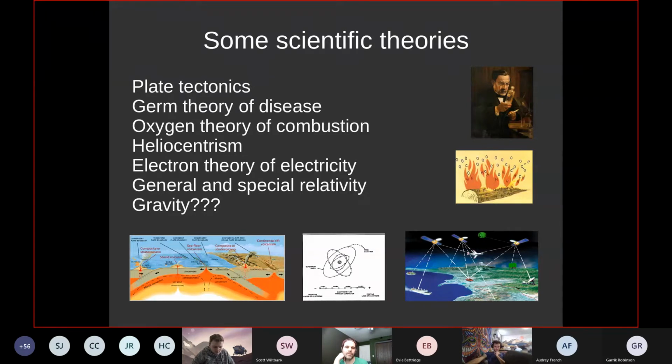So this is how scientists use the term theory. It's not how we hear it in everyday use. You may say, oh, the germ theory of disease. Do germs cause disease? It's just a theory.